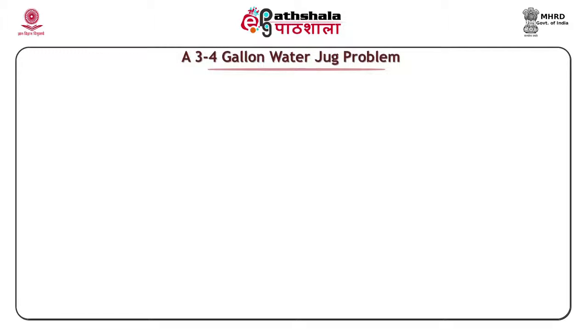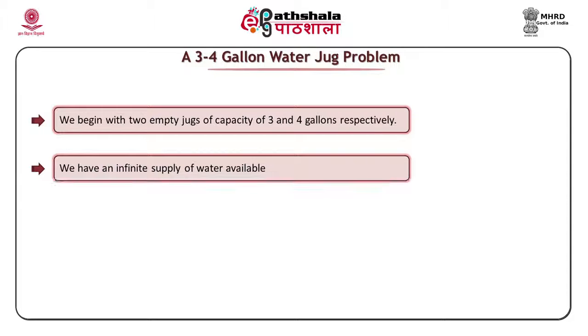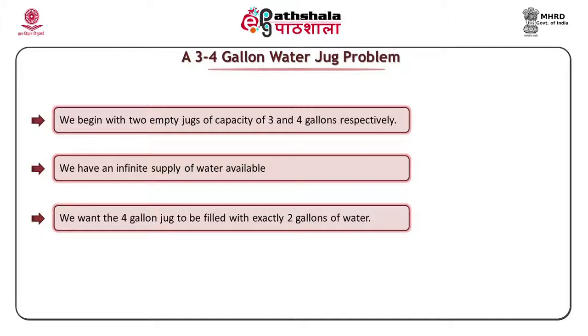We are going to pick up a very simple problem called the 3-4 gallon water jug problem. Now this is also described in a book called Elaine Rich. So we have two jugs. One is a 3-gallon water jug, the other one is a 4-gallon water jug, and we have ample supply of water. What we want is 2 gallons of water in the 4-gallon water jug. We don't have any other measuring device and would like to have exactly 2 gallons of water in the 4-gallon water jug. How can I have it?